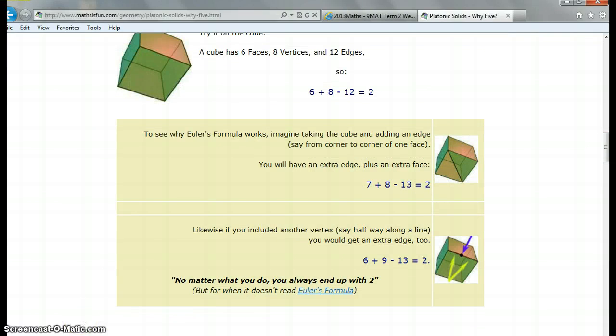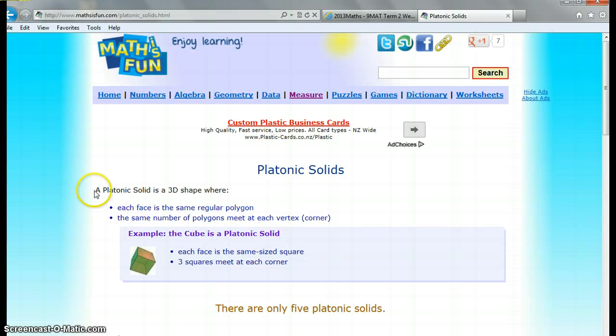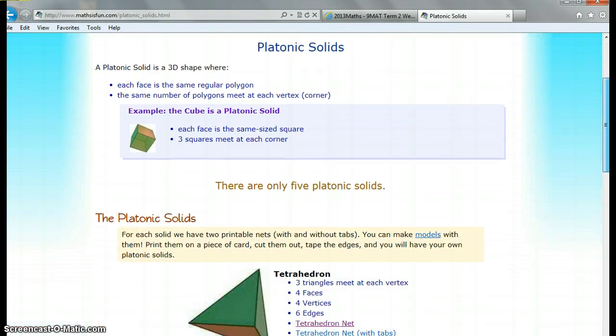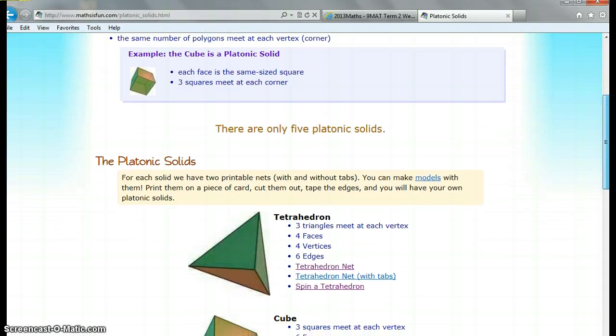We'll ignore that. So hopefully this is a better explanation. A Platonic solid is a 3-dimensional shape where each face is the same regular polygon. The same number of polygons meet at each vertex. So each face is the same size square, in this case, and 3 squares meet at each corner. There are only 5, and those are our 5.